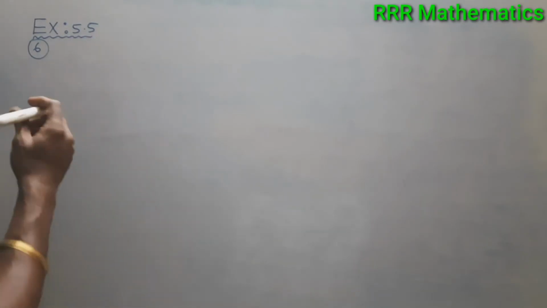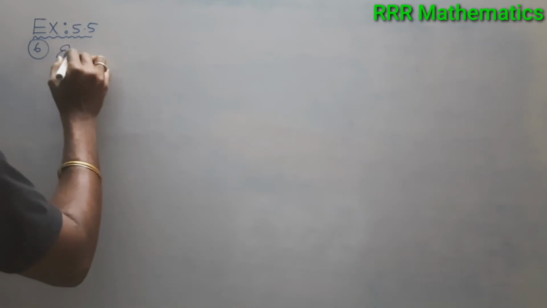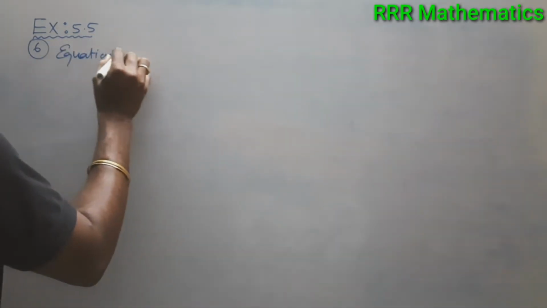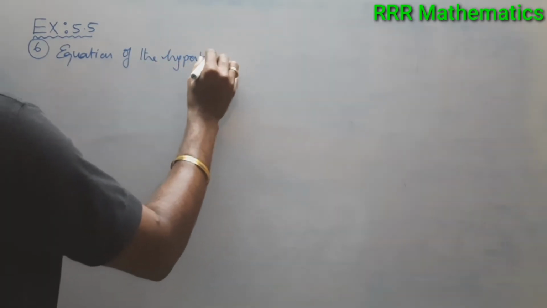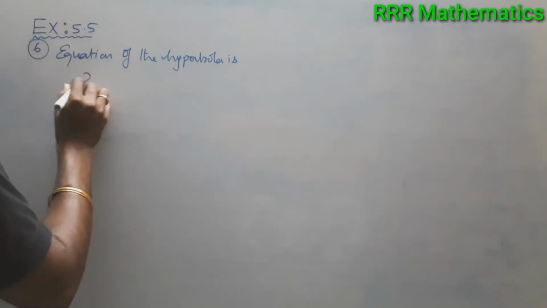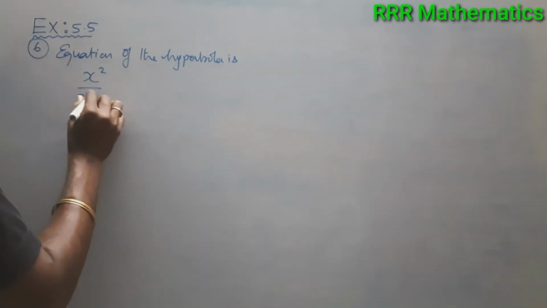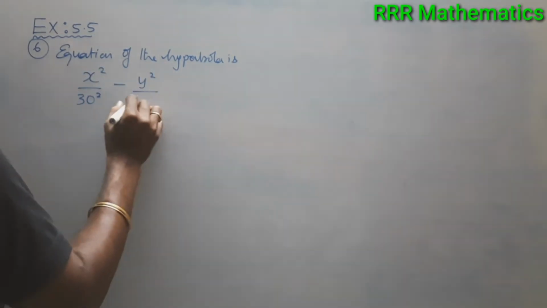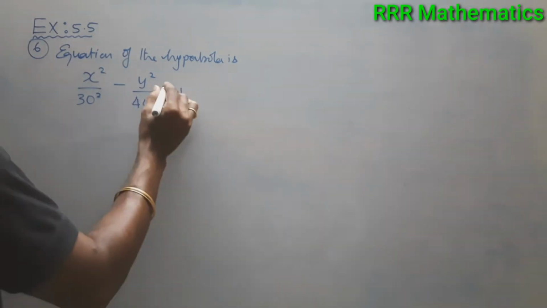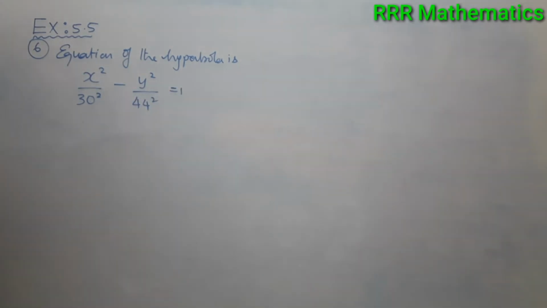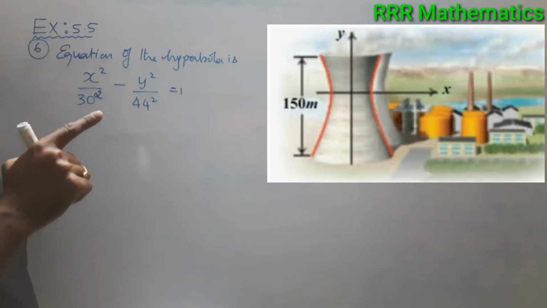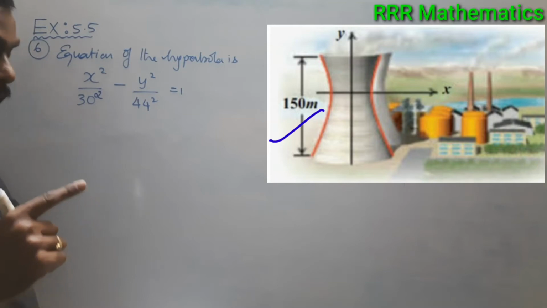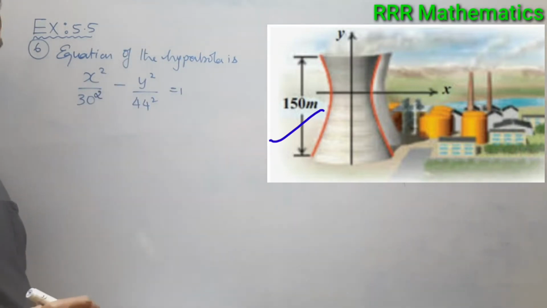See, in this case, the equation of the hyperbola is given: x square by 30 square minus y square by 44 square equal to 1. Got it? Here what is given? The total height of the tower is 150 meter.